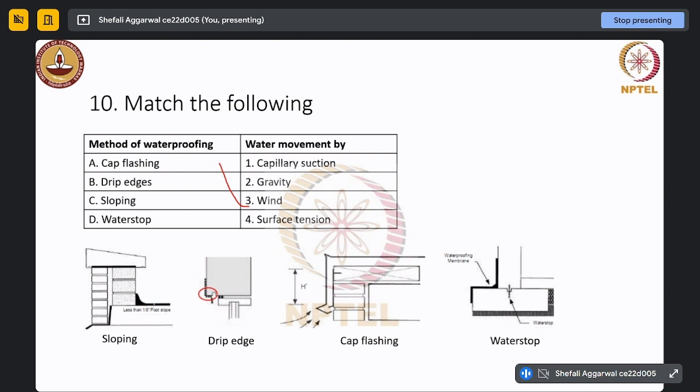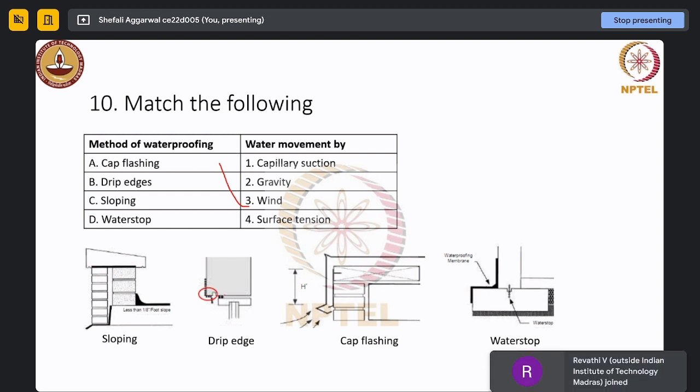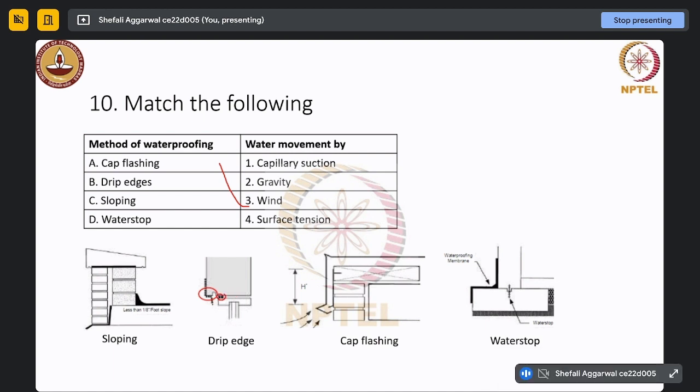Next is drip edges. These are the drip edges at the bottom, at the corner of our wall. We are providing a small gap so that our water will fall down here itself. It won't go into the connection. So a drip edge can be provided where, from the figure, we can see it is surface tension. Because of surface tension only, our water movement is like this at the bottom also. So to prevent this due to surface tension, we are providing drip edges.